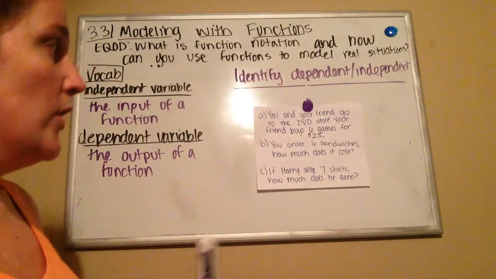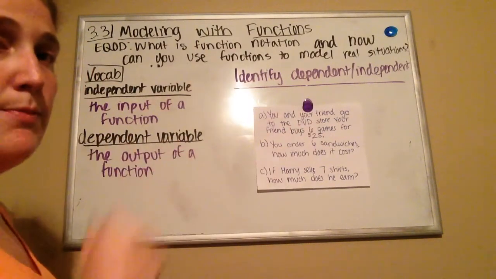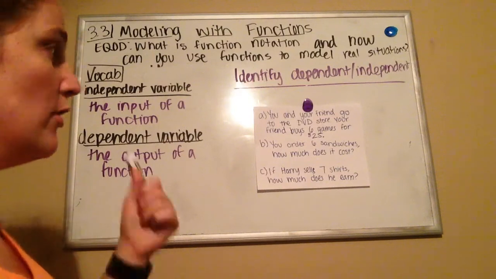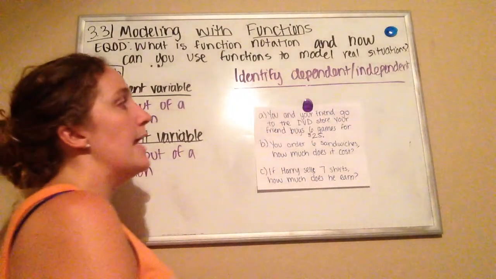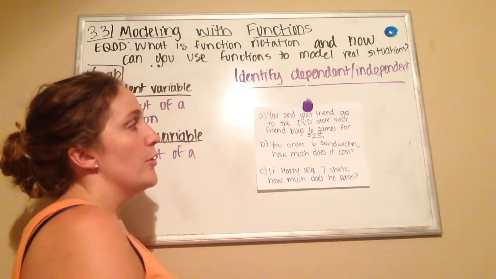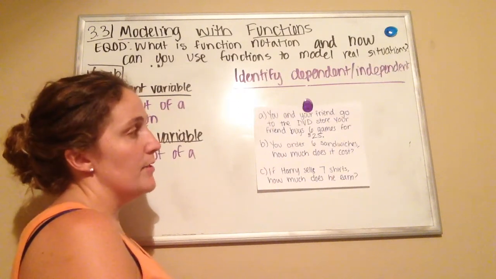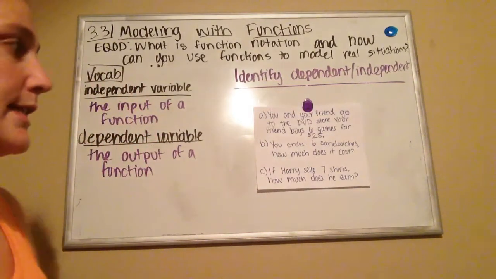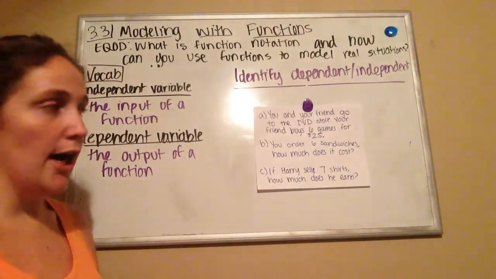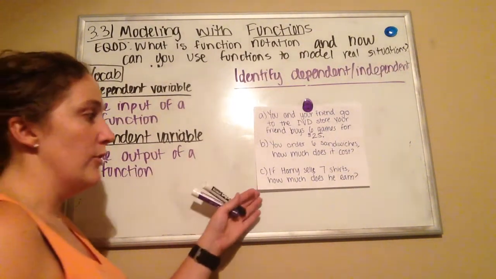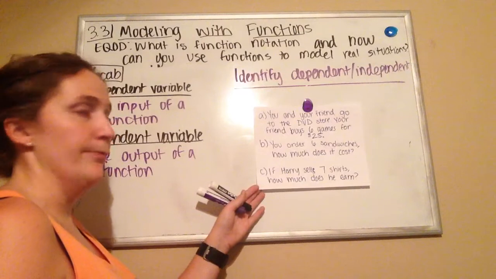You are identifying what is the independent and what is the dependent variable in these scenarios. Just in case you can't see them from your video, I'm going to read them to you. For A, it says, you and your friend go to the DVD store. Your friend buys 6 games for $25. The second one says, you order 6 sandwiches. How much does it cost? Third one says, if Harry sells 7 shirts, how much does he earn?